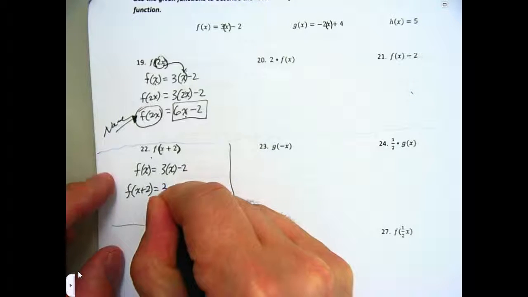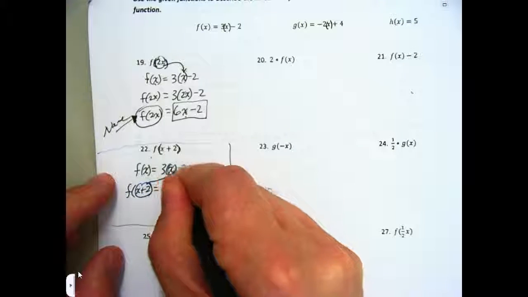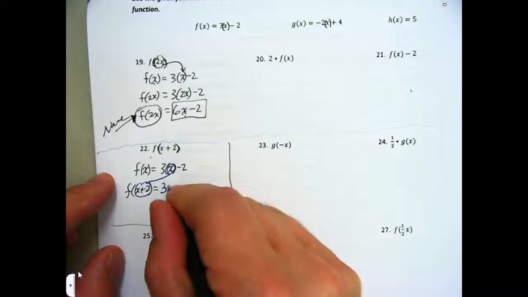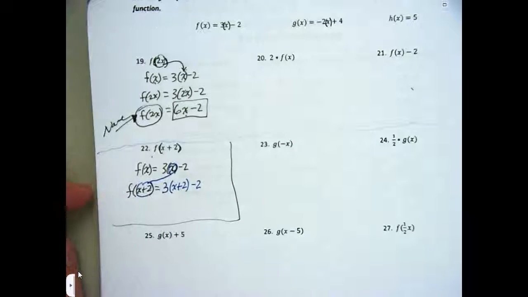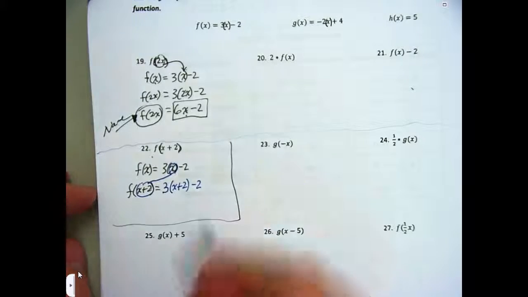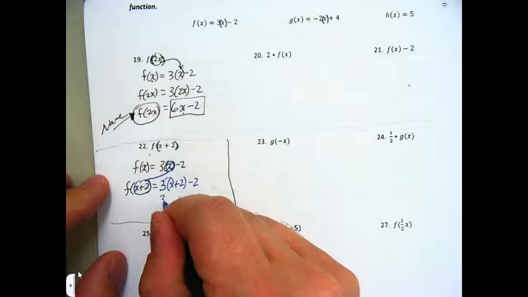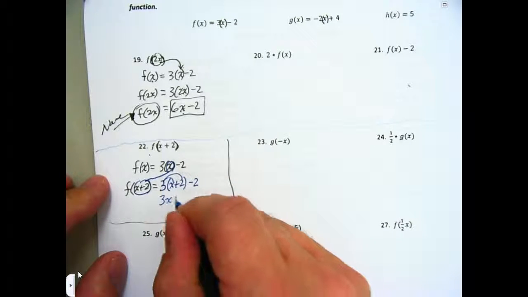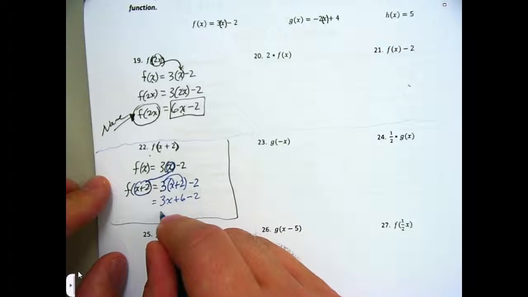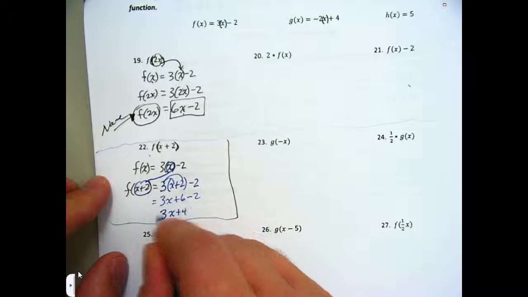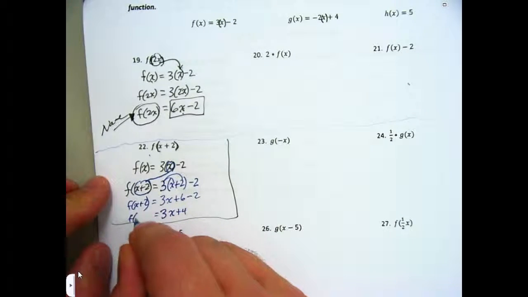We've got 3. Notice this piece plugs in right there. The parentheses go to the parentheses. x plus 2 minus 2. How many made it at least that far? Very good. So parentheses go to parentheses, right? And then we distribute. 3x plus 6 all minus 2, which is 3x plus 4. So f of x plus 2 is 3x plus 4.